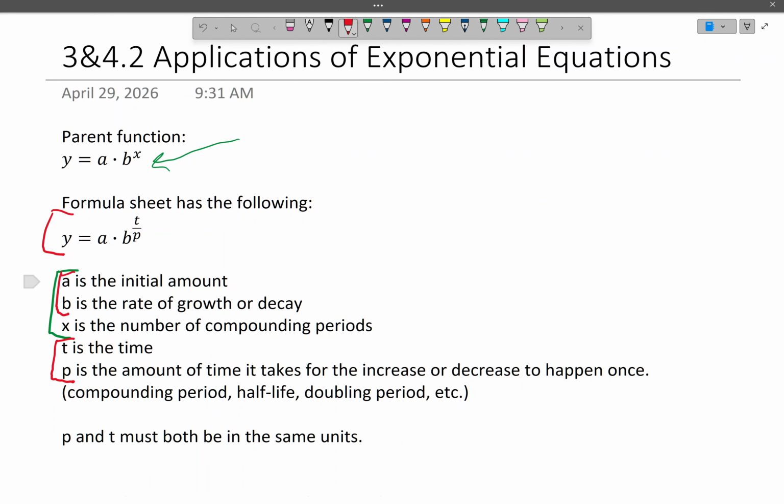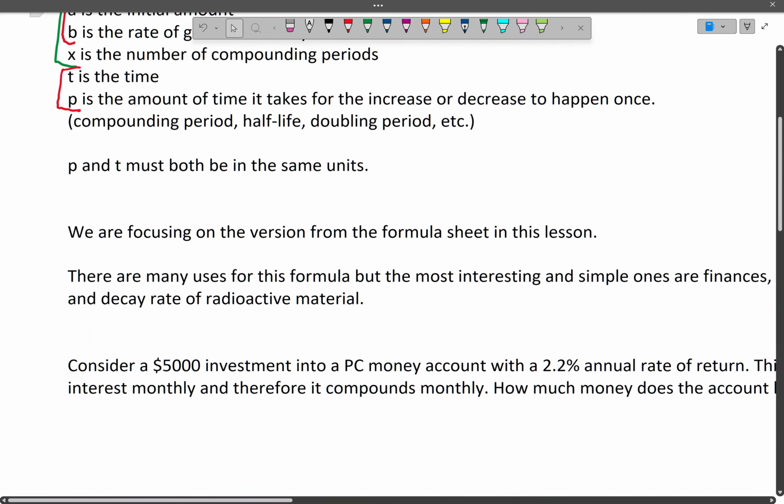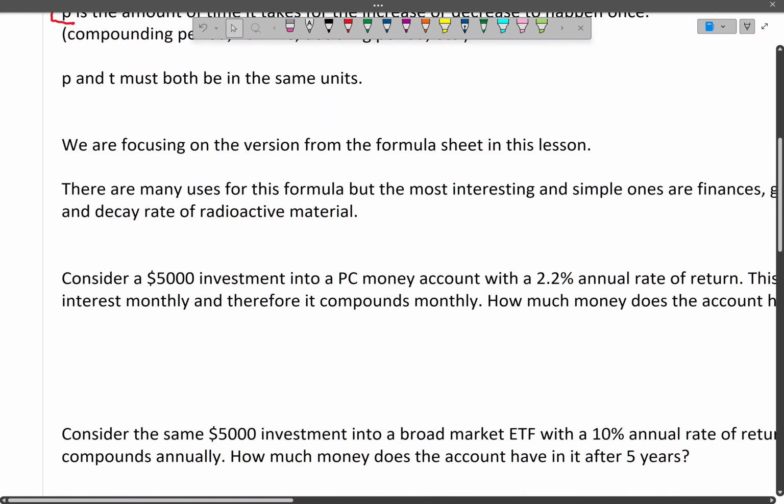And so really, A is our initial amount, Y is like the final amount. B is the rate of growth or decay. T is the time, and then P is the amount of time it takes to increase or decrease once. So it's the compounding period, half-life period, doubling period, whatever else you might want to say. Okay. So we're going to be focusing on that version from the formula sheet.